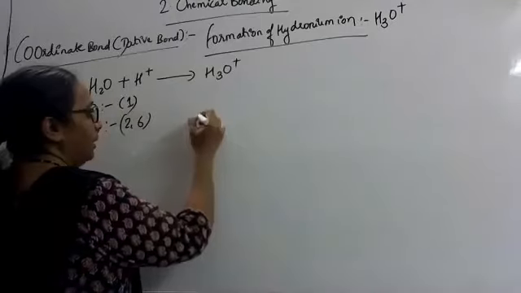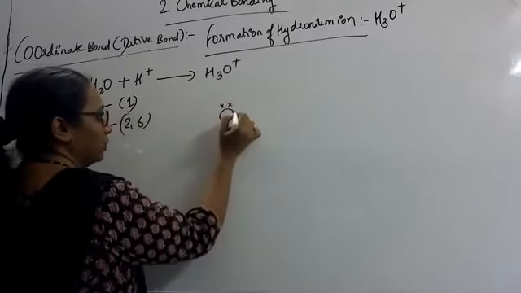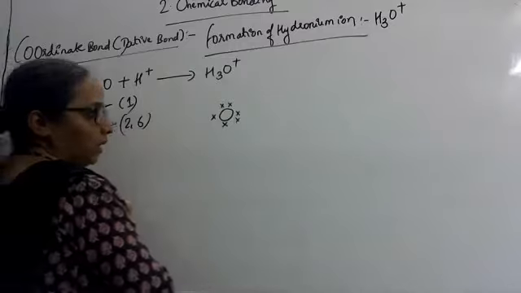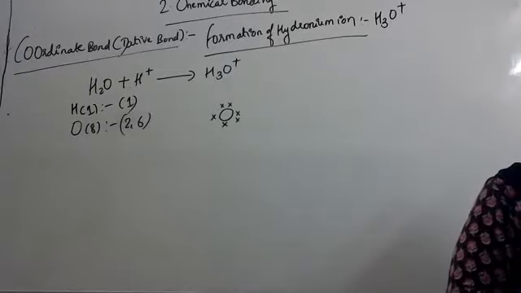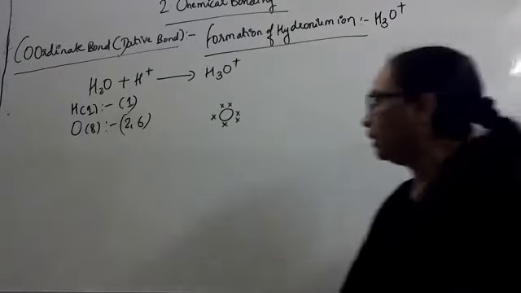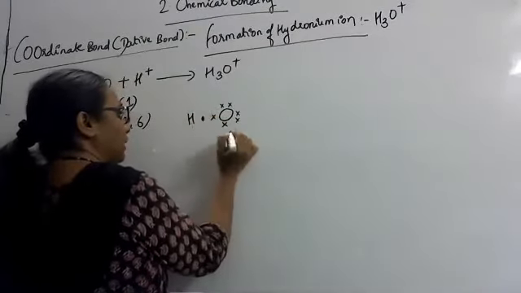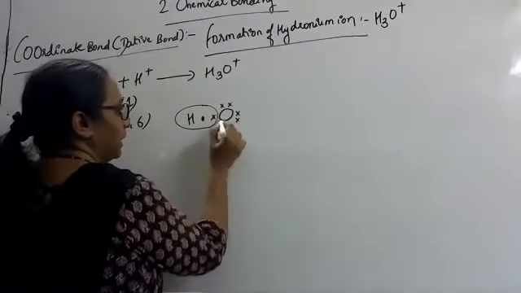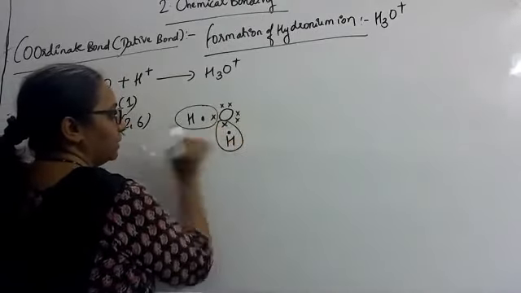Now, formation of water molecule. So it will be oxygen surrounded by 6 electrons: 1, 2, 3, 4, 5, and 6. I write like this. Okay, and what is hydrogen? Hydrogen is surrounded by 1 electron. Correct. We have two hydrogen atoms, this one electron and this one. Hydrogen is completing the duplet. Oxygen is completing the octet: 1, 2, 3, 4, 5, 6, 7, 8.